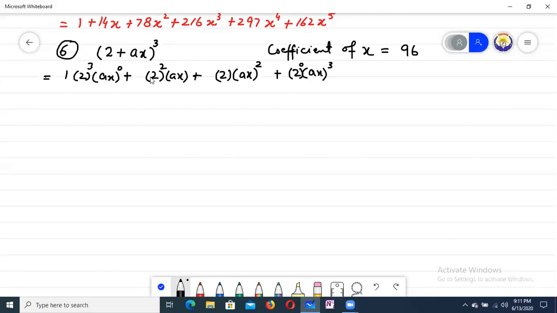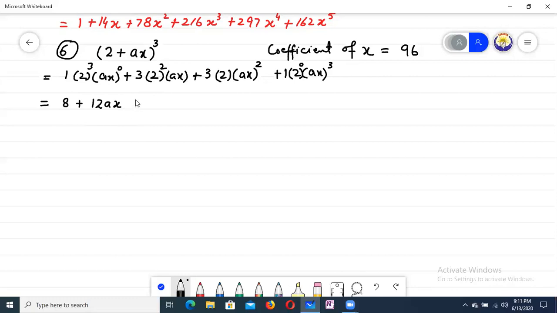Here will be 1, 3, 3, and 1. Now we'll simplify. How can we simplify? This 2 cube is 8. This a raised to the power 0 is 1. 1 into this 1, 1 into 2 cube, 2 cube is 8. Plus here 2 square is 4, 3 fours are 12.